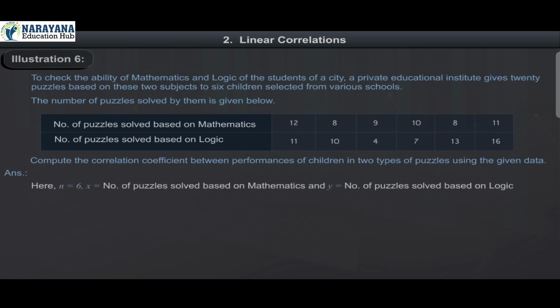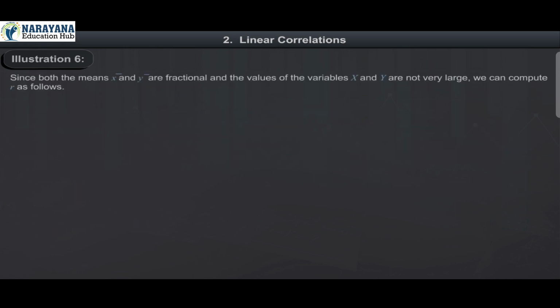Answer. Here n is equal to 6, x is equal to number of puzzles solved based on mathematics and y is equal to number of puzzles solved based on logic. Now x bar is equal to sigma x divided by n is equal to 58 divided by 6 is equal to 9.67. Y bar is equal to sigma y divided by n is equal to 61 divided by 6 is equal to 10.17. Since both the means x bar and y bar are fractional and the values of the variables x and y are not very large, we can compute r as follows.